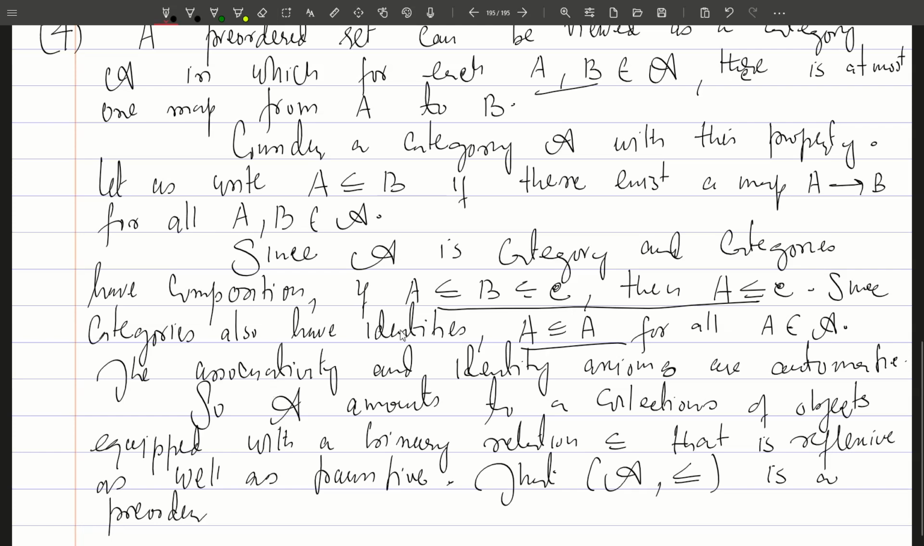So one should keep in mind that we call a pre-order a partial order if we have two elements, say A and B, such that A is less or equal to B and B is less or equal to A, then A has to be equal to B. So in that case, we call the pre-order the partial order or poset. So we have this definition.